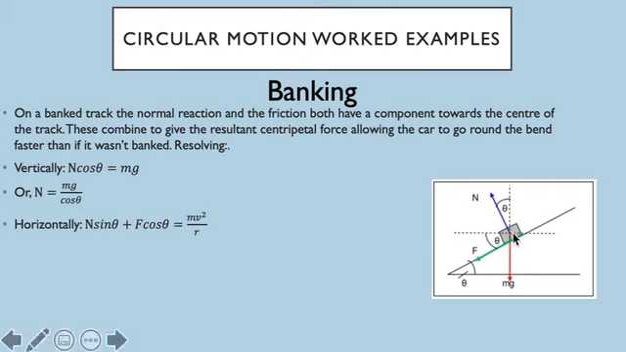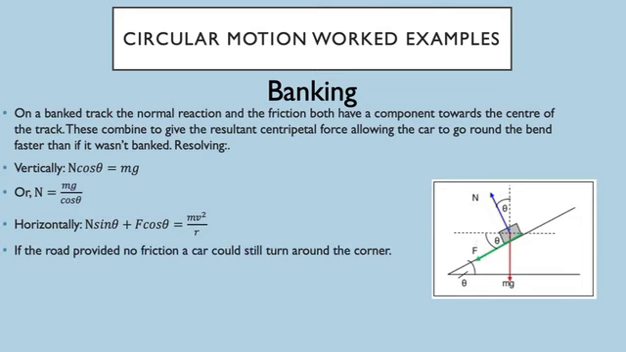So we're looking at the horizontal, so N sin theta, in this case, is going this way. Then we've got the friction force down here, force times cos theta, that's also going in this direction, that's going to be our centripetal force.